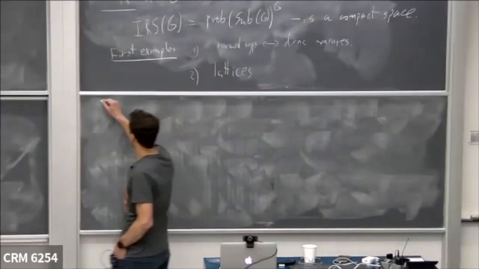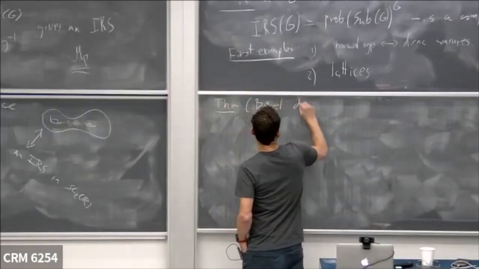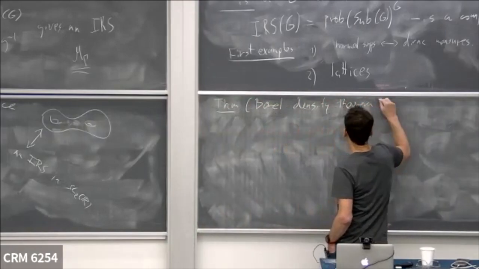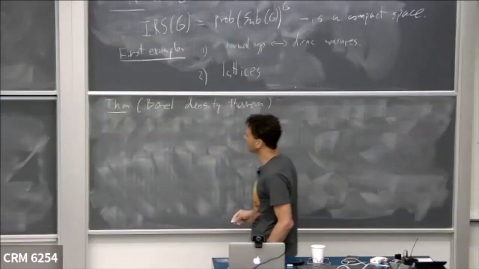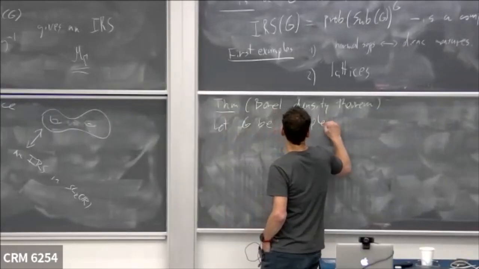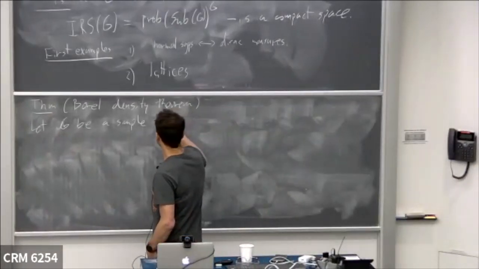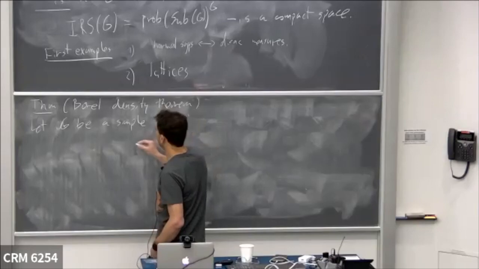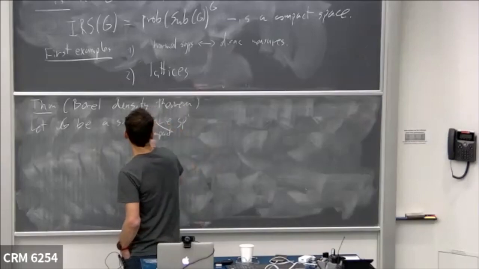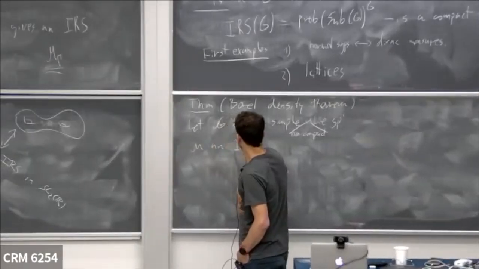So here is the theorem. Let me call it the Borel density theorem for IRSs. Let G be a simple non-compact Lie group, and anything can be generalized to semisimple, but then you need to be a bit more careful. And let mu be an IRS.